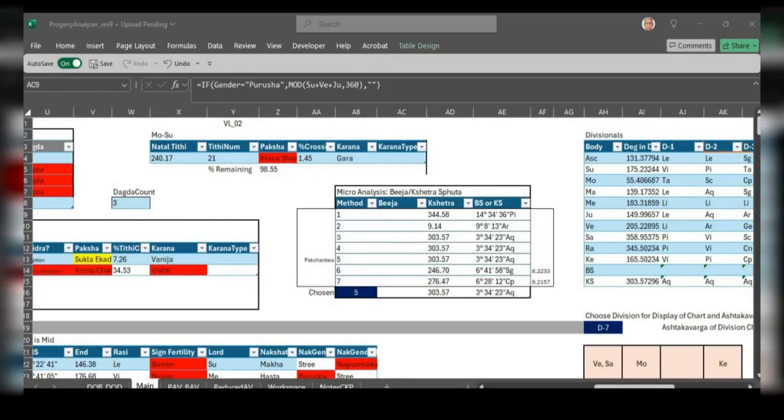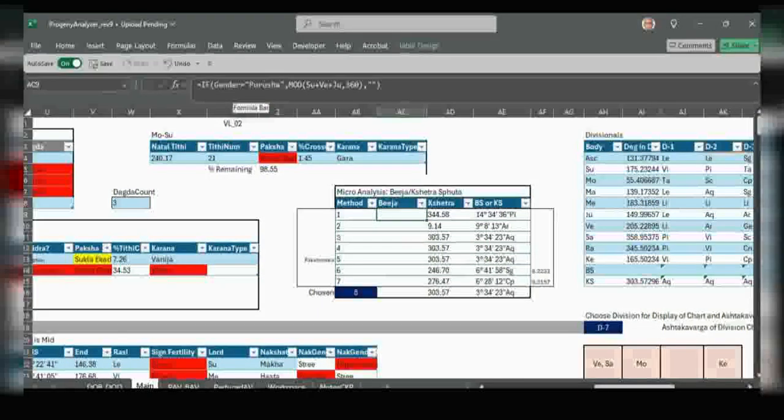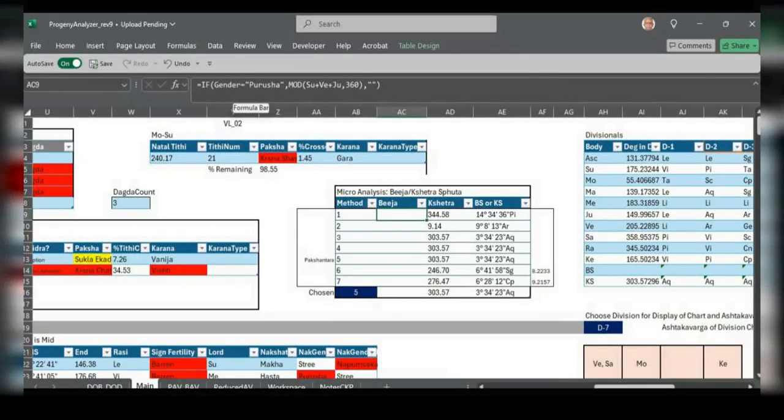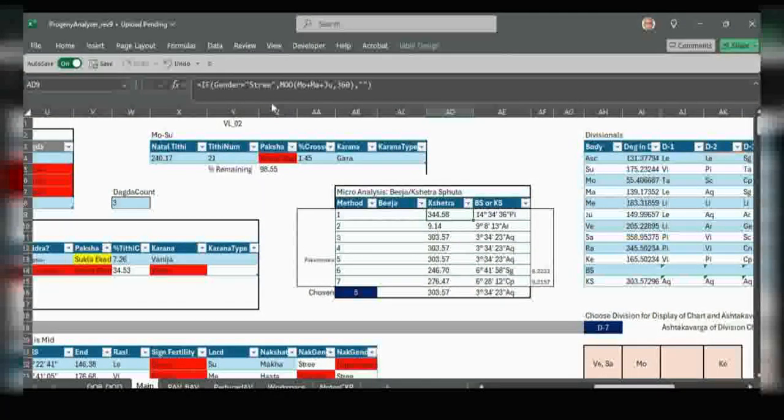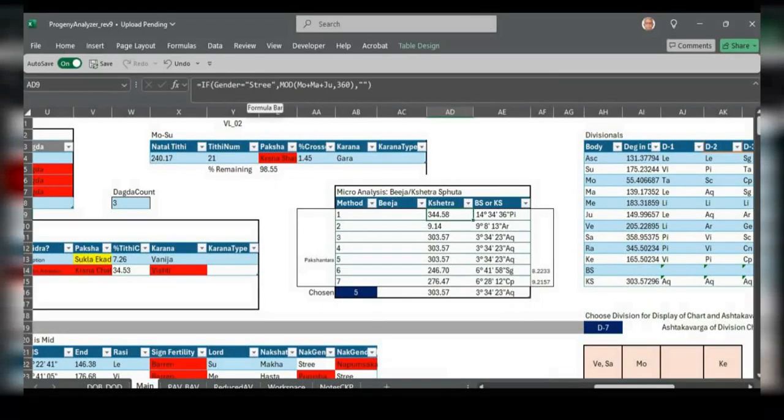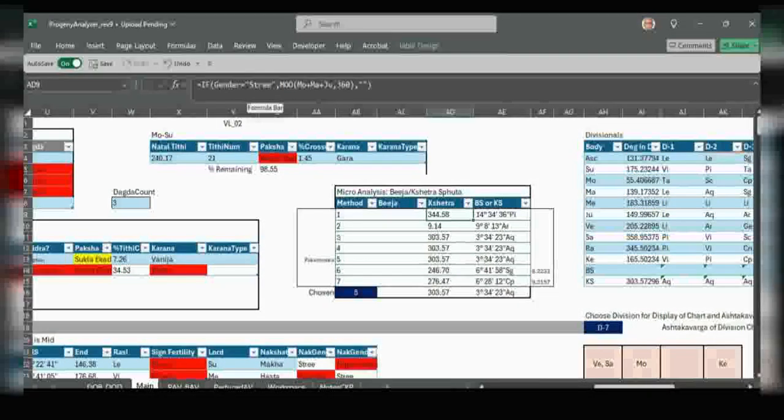One thing I forgot to talk about in the previous video is the micro-analysis of Bija and Kshetra Sphutas. See, for the Bija Sphuta, if the gender is Purusha, then Sun plus Venus plus Jupiter represents the Bija Sphuta as per method 1, whereas the Kshetra Sphuta by the same method, if the gender happens to be Stri, is Moon plus Mars plus Jupiter. This is method 1. There are different methods there. You can just go through.